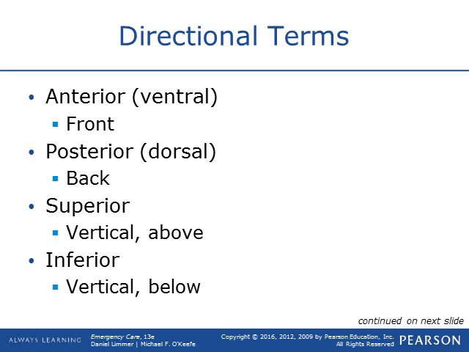Some additional directional terms. Anterior relates to the whole front of the body. So that person standing facing forward, their face, their belly, everything is the anterior part of their body. Posterior relates to the back side. So think about your posture, how straight your back is. So posterior relates to the back.